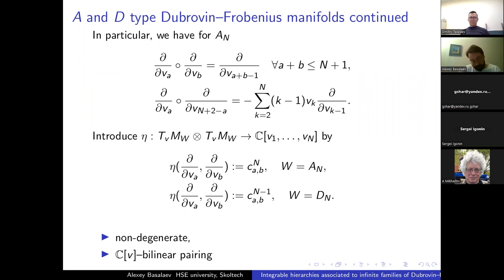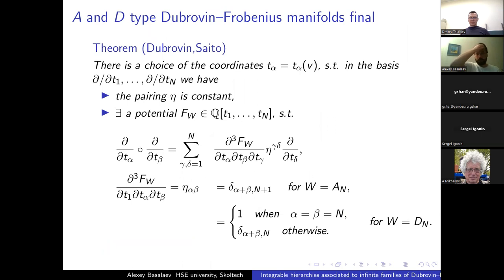The point about this pairing is that, I can't explain it, but actually it is non-degenerate and CV bilinear. So actually this will be the Poincaré residue. And a big theorem of Dubrovin and Saito, Kyoji Saito, is that there are new coordinates. In this case, these coordinates T will depend polynomially on the coordinates V, such that in the new coordinates this pairing becomes constant. So these coordinates will be called flat coordinates of this pairing. So actually, the pairing is flat. Is it an invertible change of variables? Yes, so polynomial invertible. And even quasi-homogeneous.